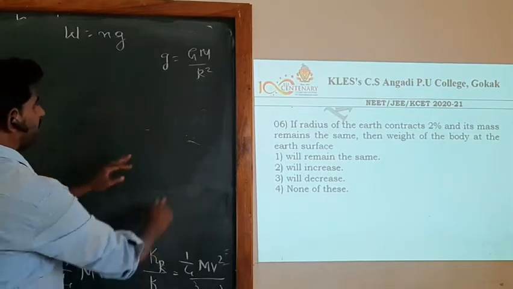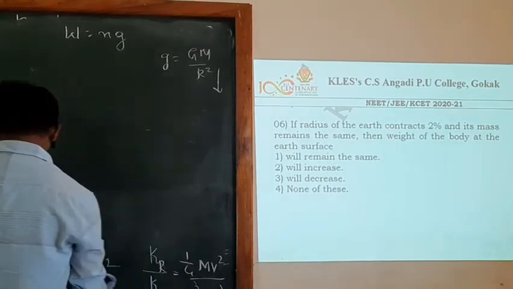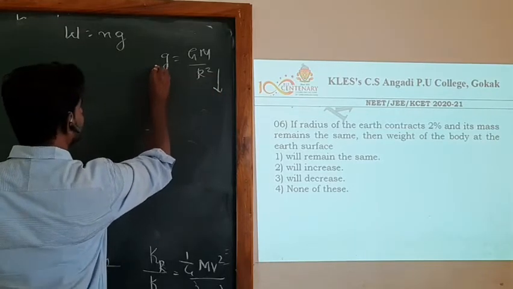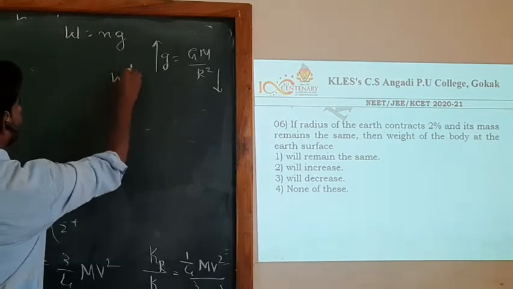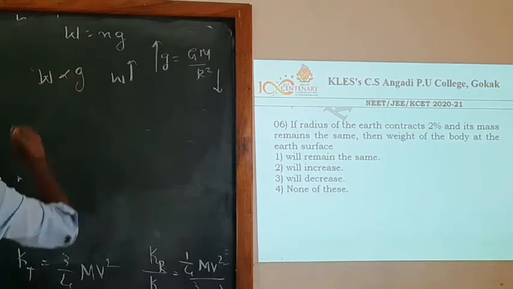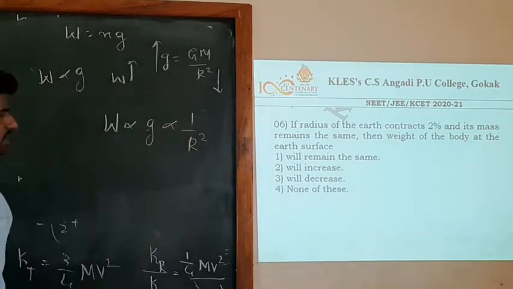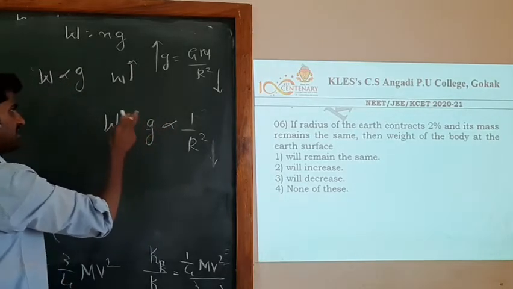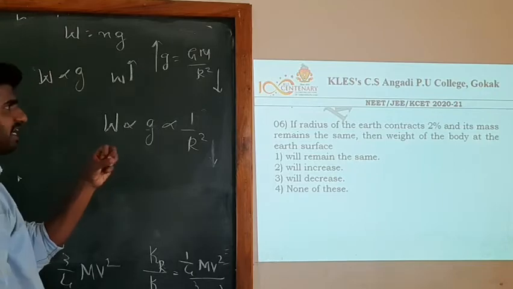Is it? Okay. So if r decreases, contracts, the r value becomes smaller here. If the Earth's size becomes smaller, its radius decreases. As the radius decreases, acceleration due to gravity increases. As acceleration due to gravity increases, what about the weight? Weight also increases because weight is directly proportional to acceleration due to gravity. I can give the relation W proportional to g, inversely proportional to R square. So as R shrinks, meaning R decreases, the g increases. As the g increases, the weight increases. So what's the answer now? This is option number 2. The weight will increase on the surface if the radius decreases.